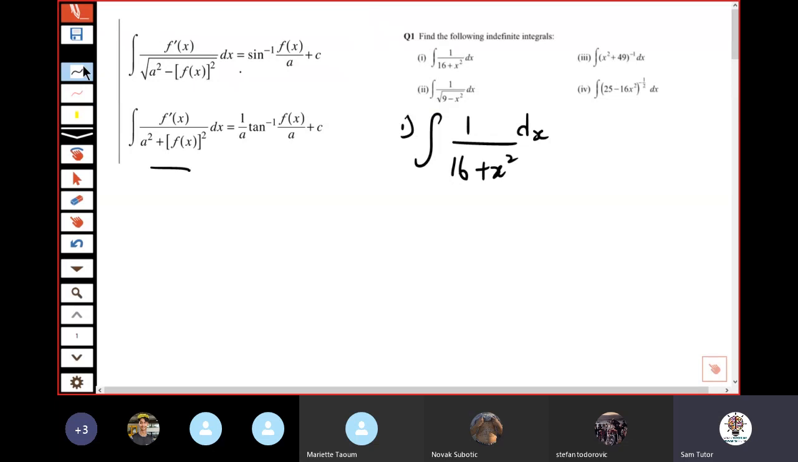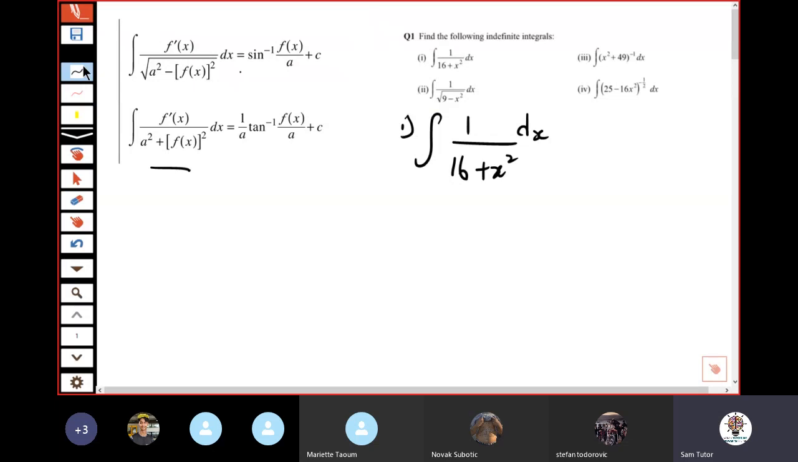If it's 1 on square root of 1 minus x squared, I just need you to memorize this: it's inverse sine of x plus c. And then the integral of 1 on 1 plus x squared dx is inverse tan x. I'm more interested in knowing that you know it for 1.